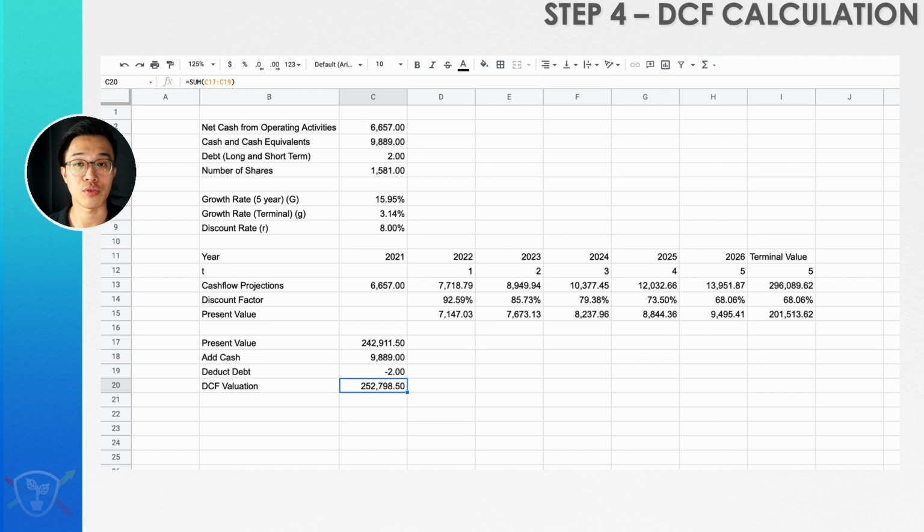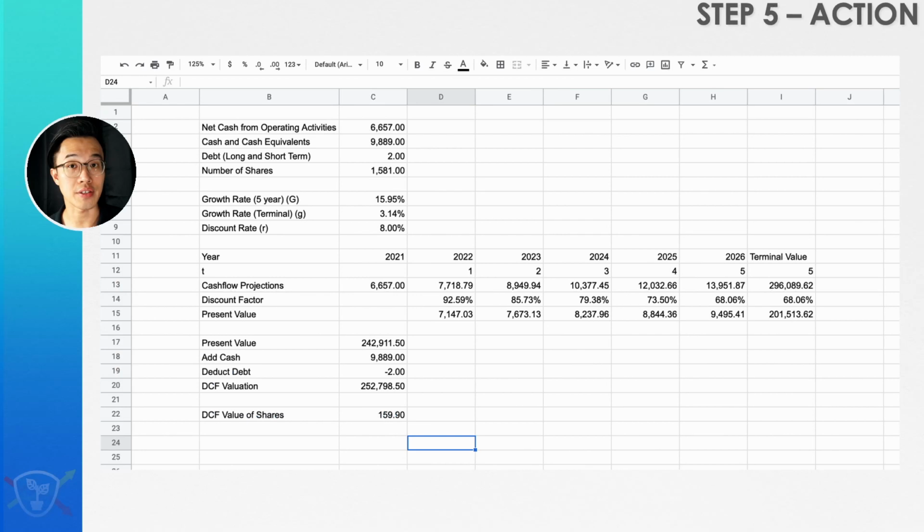The last thing we need to do here is to determine what is the DCF value for each share of the company. So this is the DCF value of shares. And what we're going to do is we're going to take this number that we have calculated divided by the total number of shares. And what we get is a DCF value of around $160 per share of Nike. Alright, so there we have it.